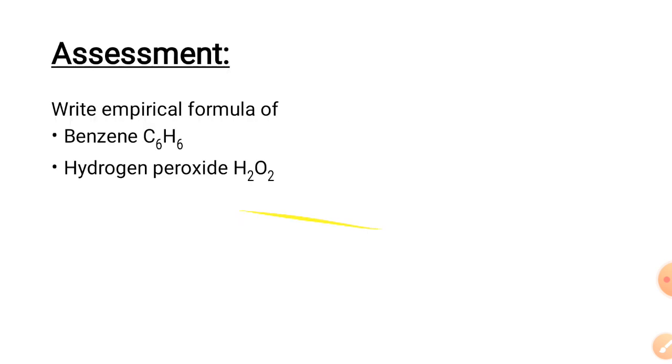What you have to do is attempt this assessment. Write the empirical formula of benzene. You have to write its simplest whole number ratio. I am providing you C6H6. You have to determine its empirical formula. The second one is hydrogen peroxide, H2O2. Yes, you have to determine its empirical formula. Empirical formula is the simplest whole number ratio. What you have to do is find its simplest whole number ratio.